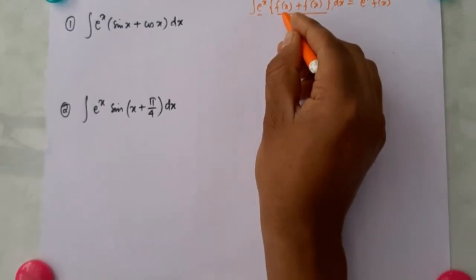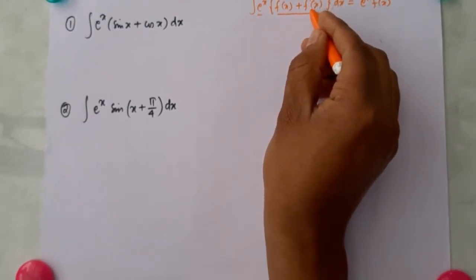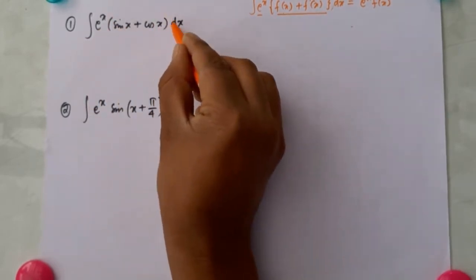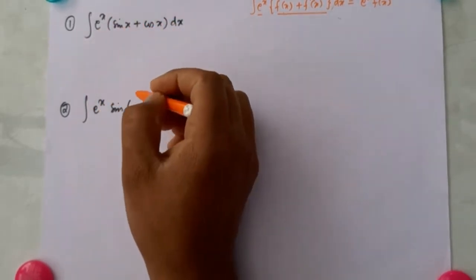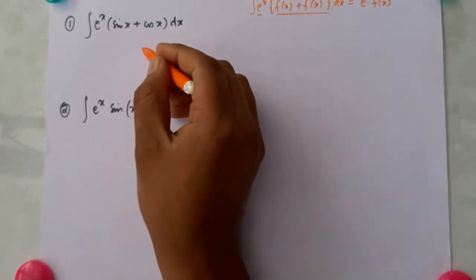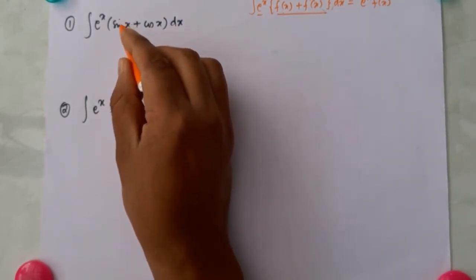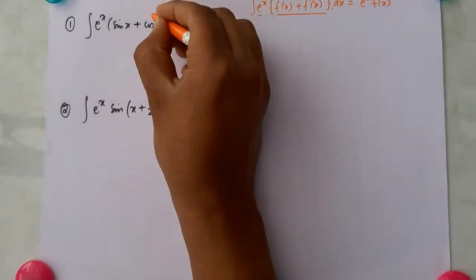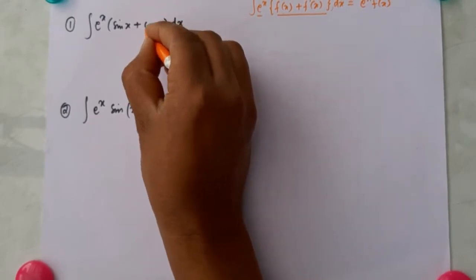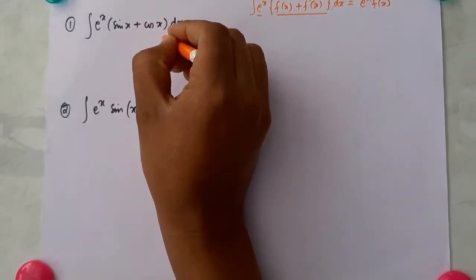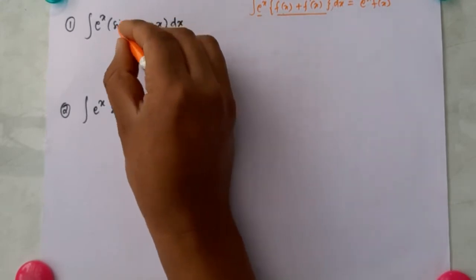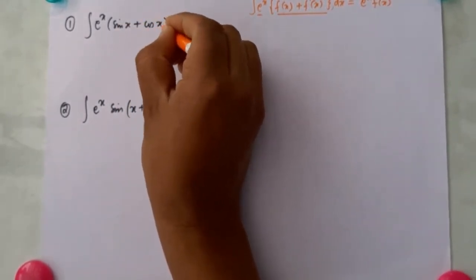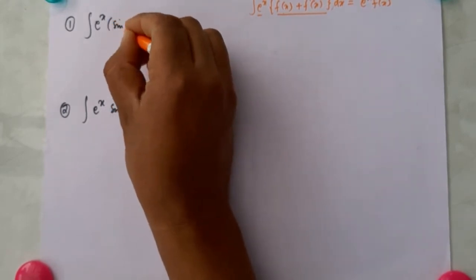So if one is f(x), the other one has to be f'(x). Same thing is happening here. There's e to the power x and there's a sum of two different functions. Now if we are able to identify whether one is f(x) and the other one is f'(x), then we are done. For example, if cos x is f, then what is f'? f' is minus sin x. But do we have minus sin x here? No. So that means this cannot be taken as f(x). Remember. Now let me take this to be f(x).